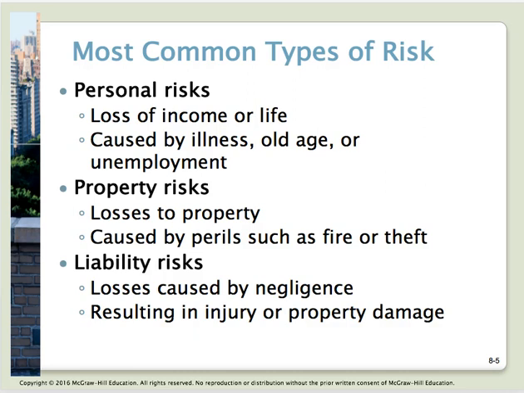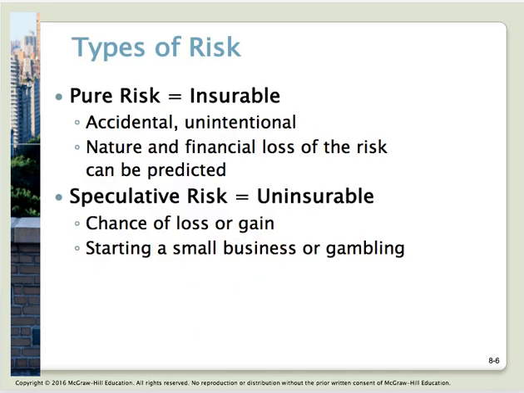Personal risks are just that, founded around you as the person. They have to do with the loss of income or life due to premature death, illness, disability, old age, and unemployment. Property risks have to do with loss to your property. Liability risks are possible losses due to negligence resulting in bodily harm or property damage to others. Personal risks, property risks, and liability risks are types of pure risks. They're insurable, while speculative risk is one in which there is a chance of either loss or gain. Speculative risks are legally defined as uninsurable.